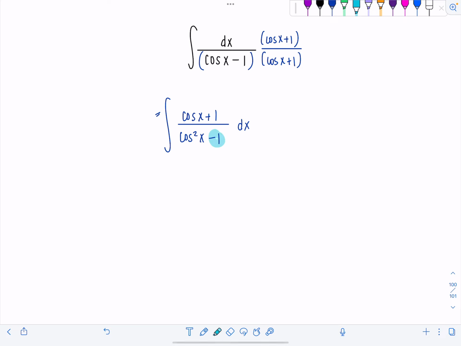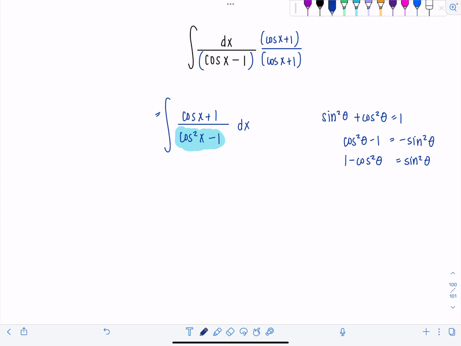Now be careful, handle this with caution, because we know sine squared theta plus cosine squared theta equals 1. If you have cosine squared x minus 1, that order of subtraction is reversed, right? So if we look over here, cosine squared theta minus 1 would equal negative sine squared theta. So be careful. When we see 1 minus cosine squared theta, then that's when it's positive sine squared theta.